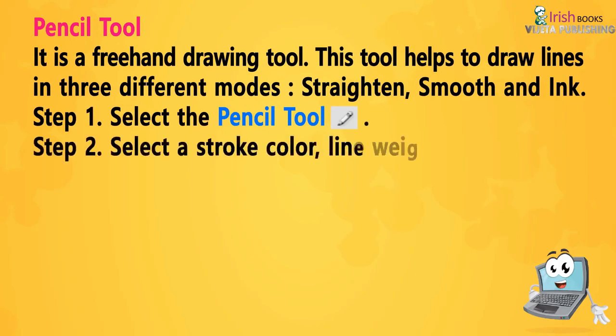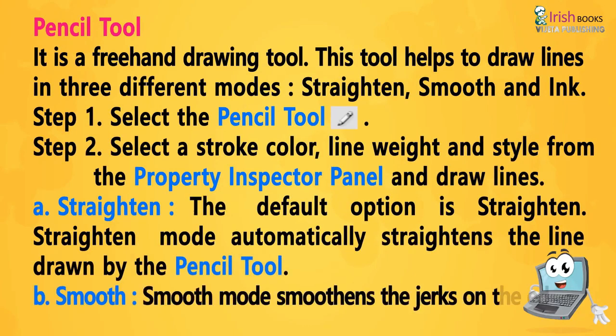Pencil tool. It is a freehand drawing tool. This tool helps to draw lines in 3 different modes: straighten, smooth and ink. Step 1. Select the pencil tool. Step 2. Select a stroke color, line weight and style from the Property Inspector panel and draw lines.